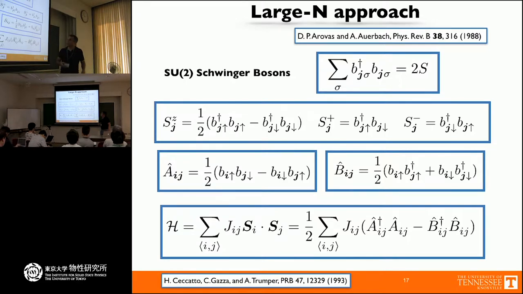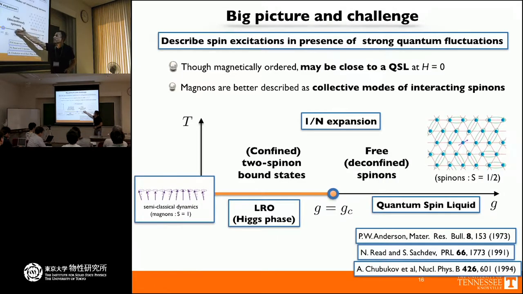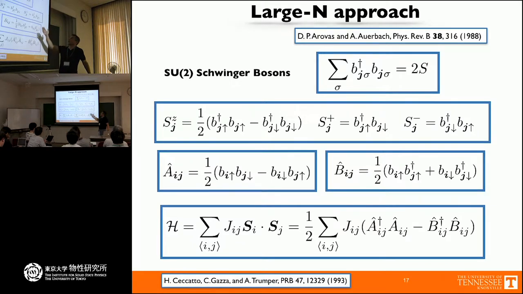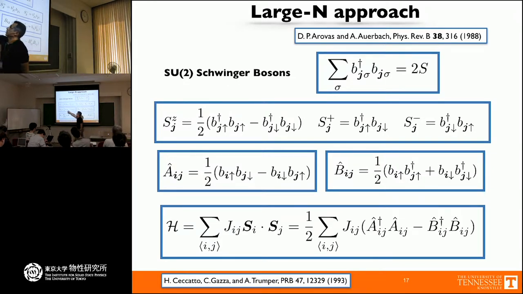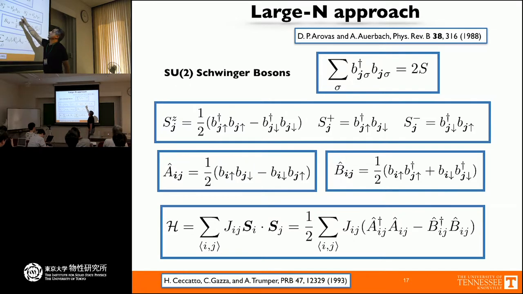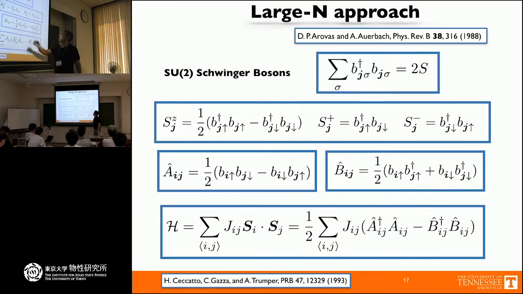So how do we implement this program, right? We want to attack the problem from this side. So what you do in that case is, instead of using a large S approach, you use a large N approach. And one way of implementing this large N approach for this particular kind of critical point is to use this Schwinger-Boson description, where now we describe each spin operator in terms of bilinears in bosons that satisfy a constraint, right? I mean, for spin one-half, for instance, there are only two states, up and down. So of course, these cannot be canonical bosons. They must satisfy a constraint.